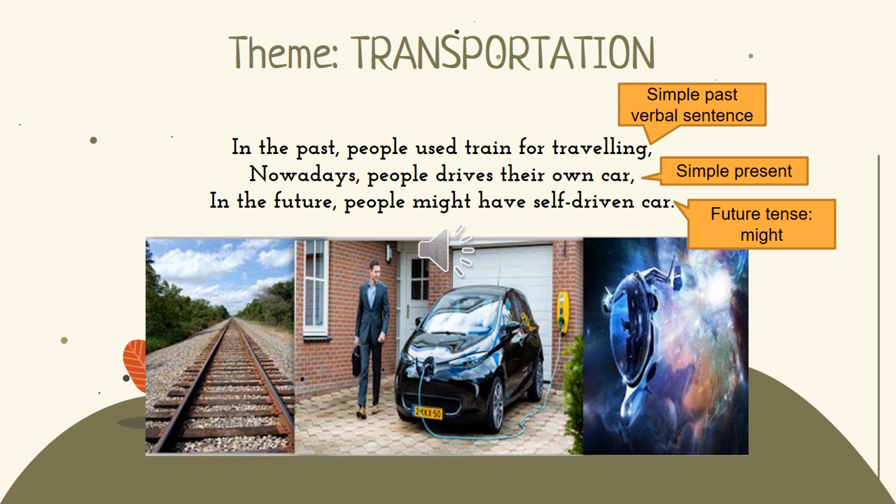Nowadays, an example of simple present tense: nowadays, people drive their own car. And the last sentence: in the future, people might have self-driving cars. From this passage, each sentence shows a time contrast from the 3 tenses that we have discussed. The first is simple past, the second is simple present, and the third one is future tense.